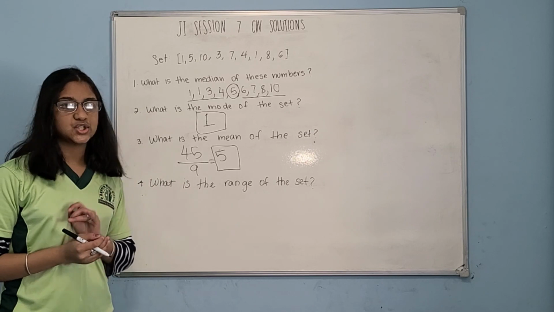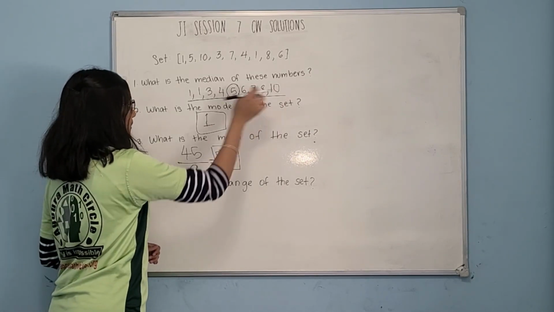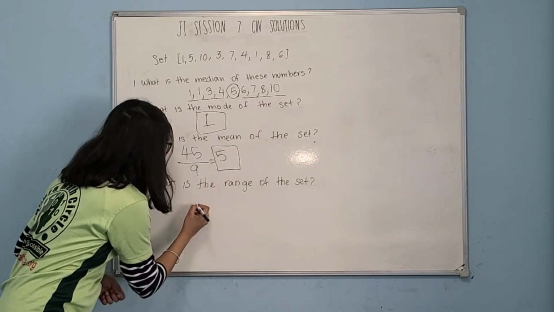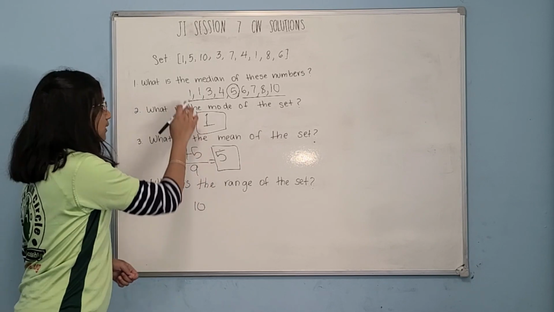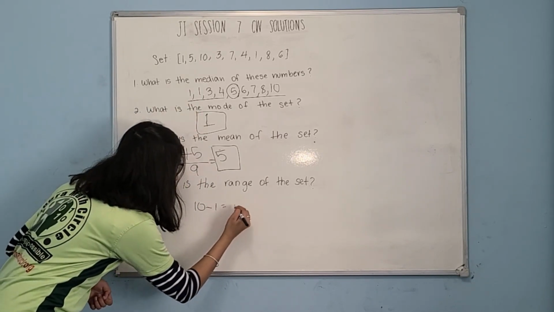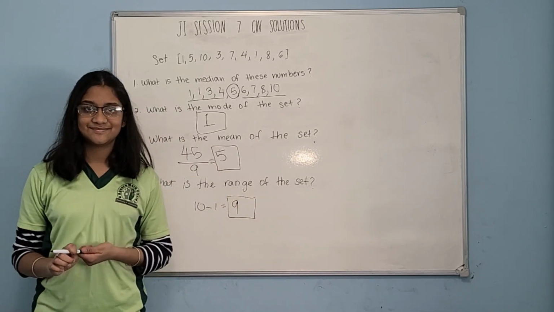Now, what is the range of the set? The range of any set is basically the highest number and the lowest number when subtracting them. So the highest number over here is 10, and the lowest number over here is 1. And 10 minus 1 is 9. So the range of this set is 9.